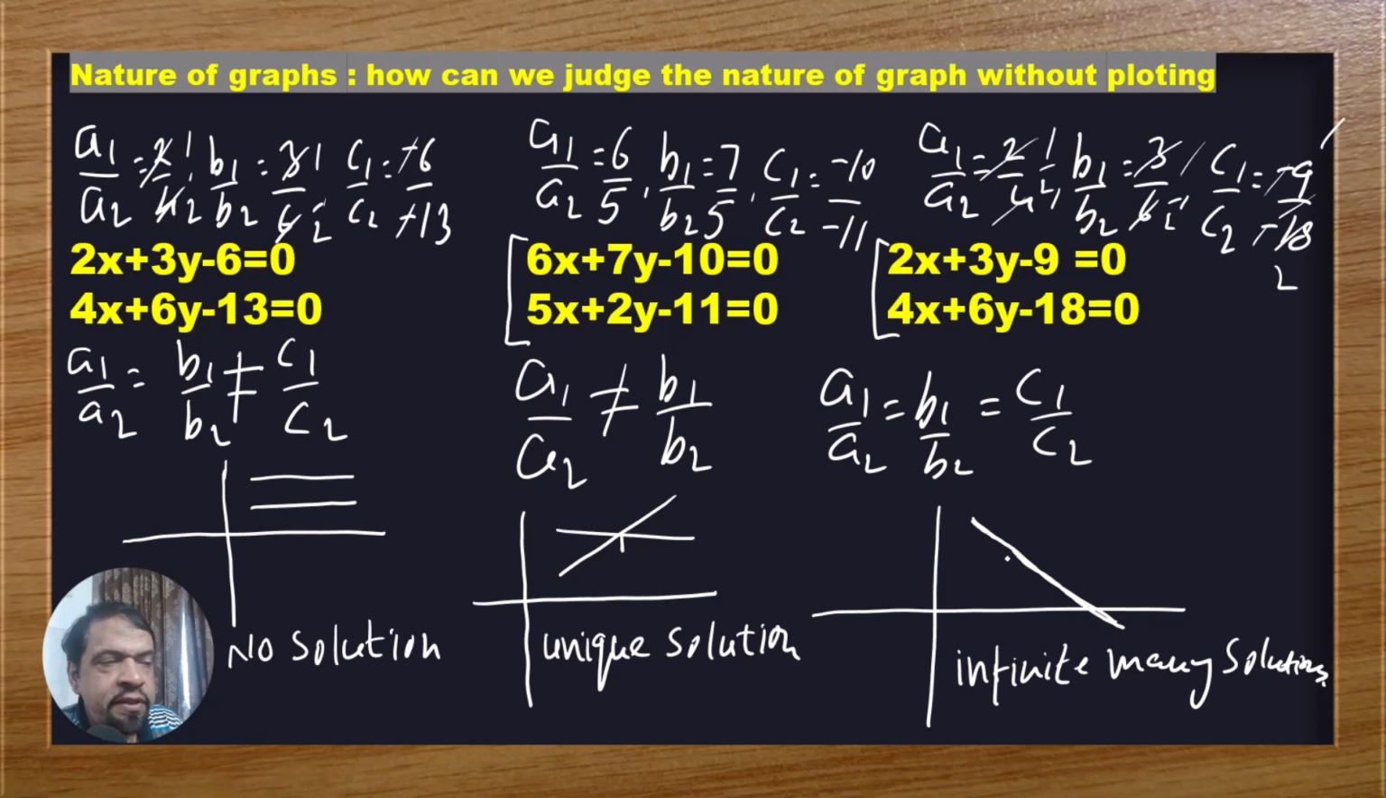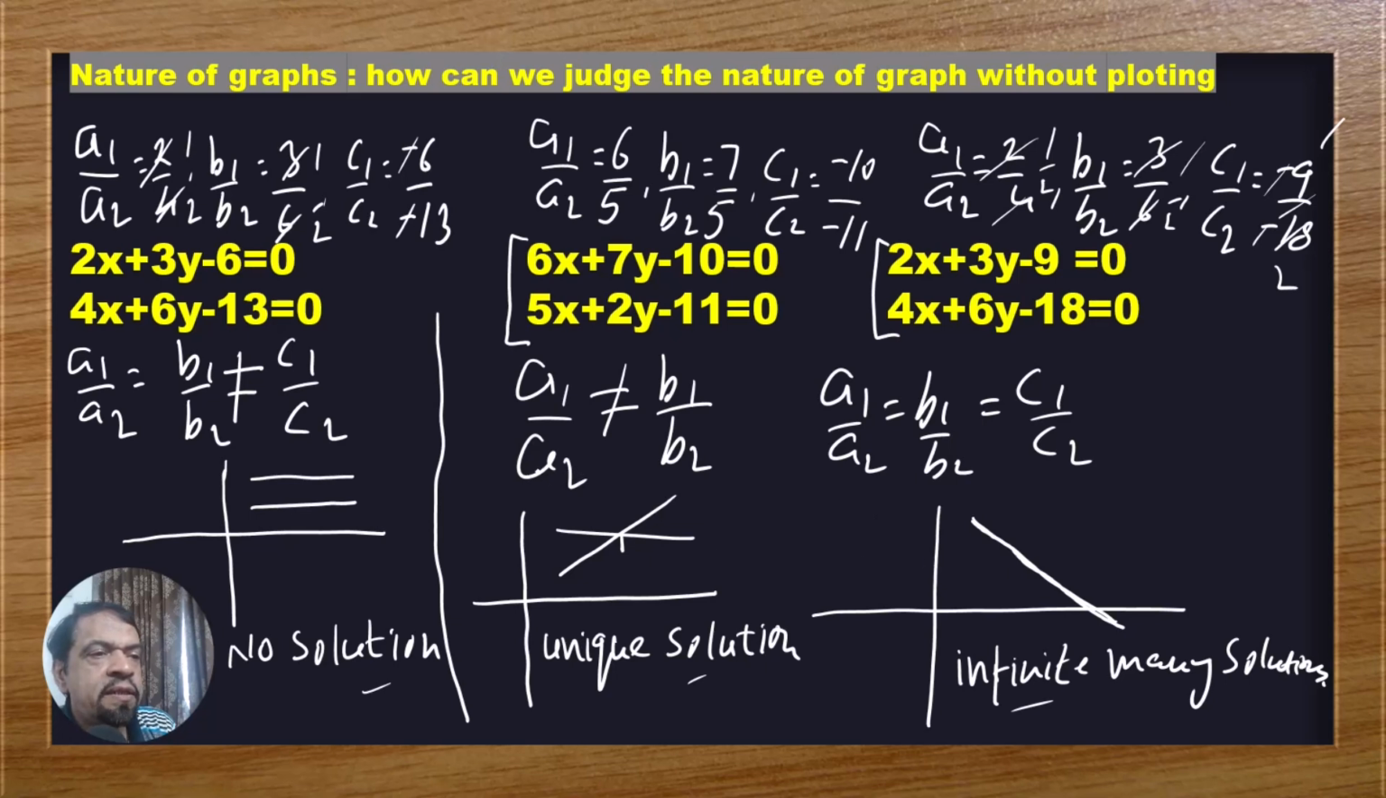Infinitely many points. So in this way, by knowing the ratios of A1, A2, B1, B2 and C1, C2, we can judge the nature of the graph, as well as conclude the solution without solving the equation. From this concept, a lot of MCQ and assertion based questions come in the examination and test. And another important point in this segment, listen, this pair is very different from these two.